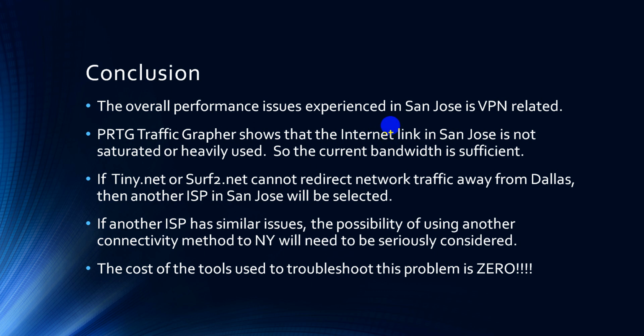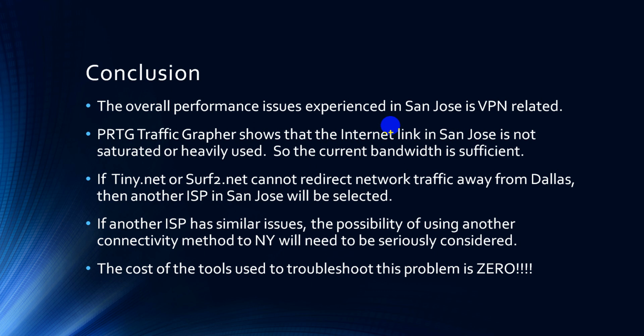Okay, so obviously, like I said earlier, if TinyNet and Surf2 cannot redirect traffic, instead of going through Dallas, go through another location, then the ISP in San Jose will need to be changed, because unless you're willing to live with the problem, if you want to fix it, there's nothing else you can do at this point with this current ISP and Surf2.net, unless they have other options that they want to offer you. So if you go to another ISP, and let's say this other ISP has similar issues, then you're kind of stuck, right?